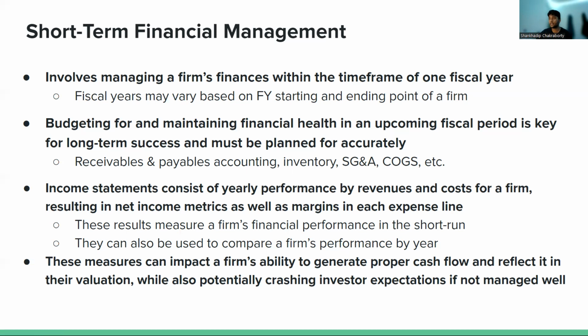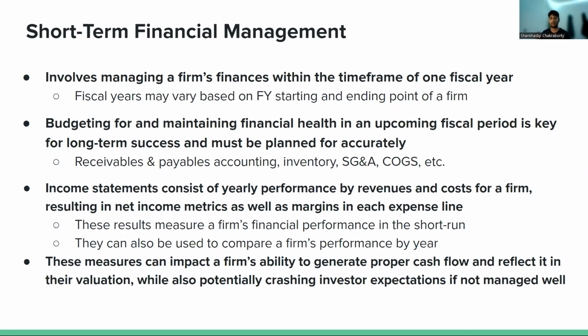So income statements, as we've gone through the past couple of weeks, consist of yearly performance by revenues and costs to a firm. That's why you start with revenues, go to cost of goods sold, then your fixed costs, which is SG&A, then taxes and interest, and you end up with net income. Even after that, there is a section for retained earnings. If you pay anything out in dividends, that's usually a statement of retained earnings, but it can sometimes be put in the income statement. So these results measure a firm's financial performance in the short run. They can also be used to compare a firm's performance by year and by industry as well.